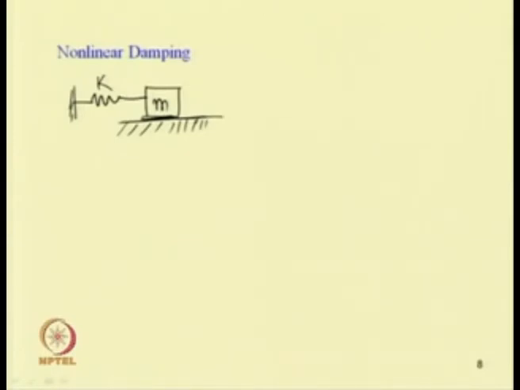As there is dry friction between this mass and the supporting surface, there will be Coulomb friction between these two. If one plots this force versus x dot, this is the Coulomb force versus the velocity x dot, where x is the displacement of the mass from the equilibrium position.